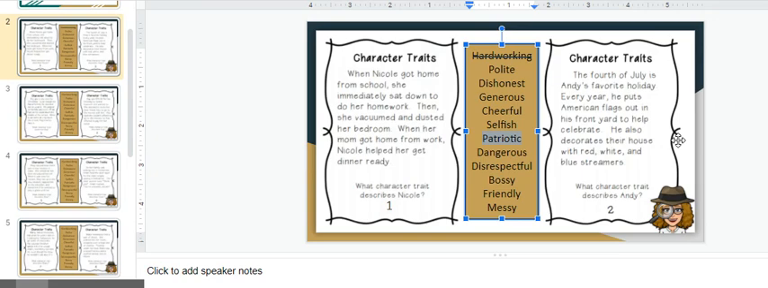Okay? You can use either one of the evidence. You can either say that he put American flags out in his front yard, or you can say that he decorated their home with red, white, and blue streamers. Either one, because both of them are decorating and both of them are celebrating his country.